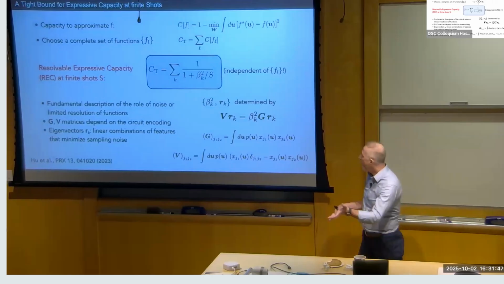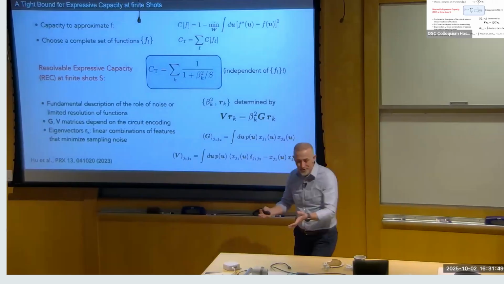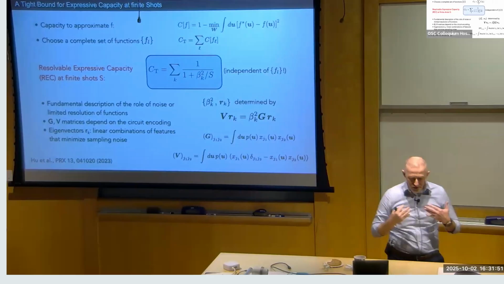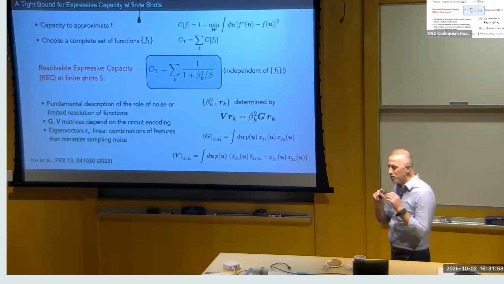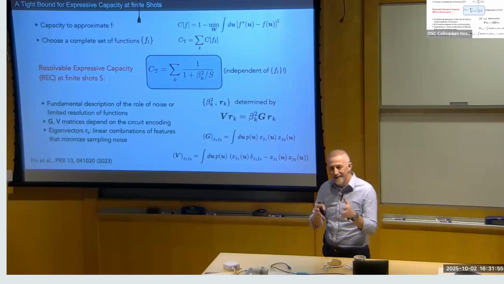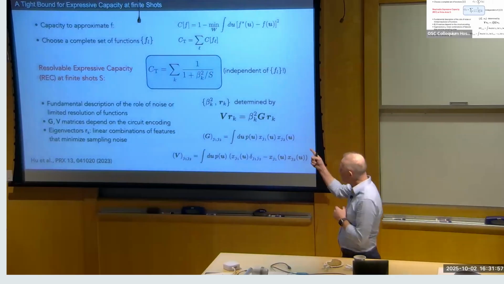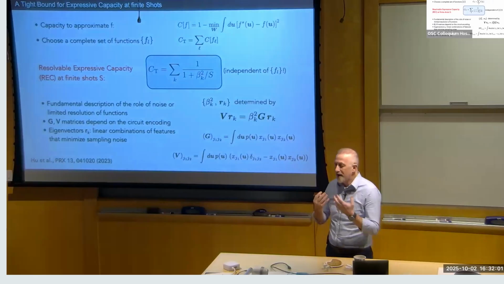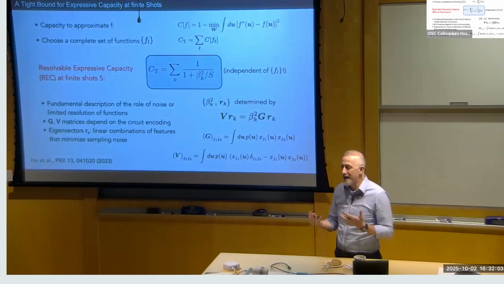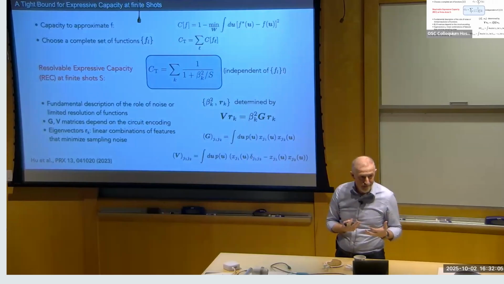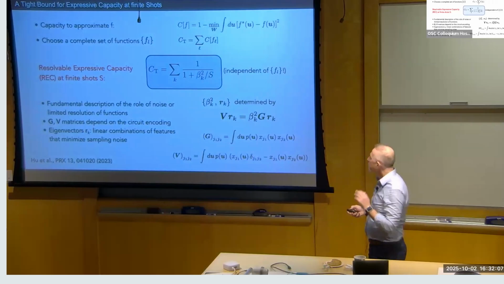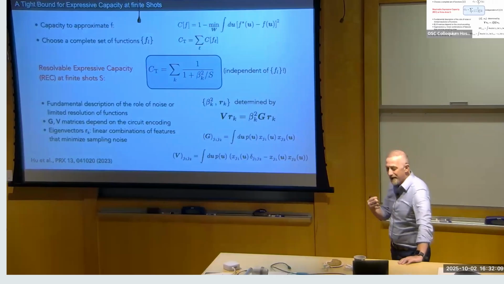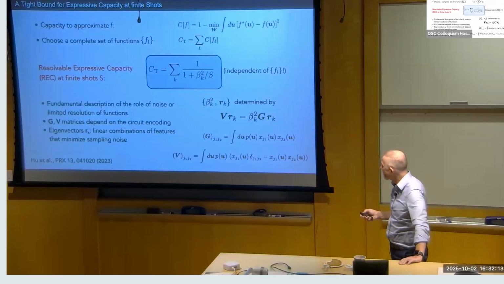Okay, so now let me come to this. You give me your qubit system, you tell me how you encode the input, and I give you this number, and it tells you about the capacity to resolve how many functions it can resolve at finite shots. But it's not very practical. It's good for characterization of your physical system.